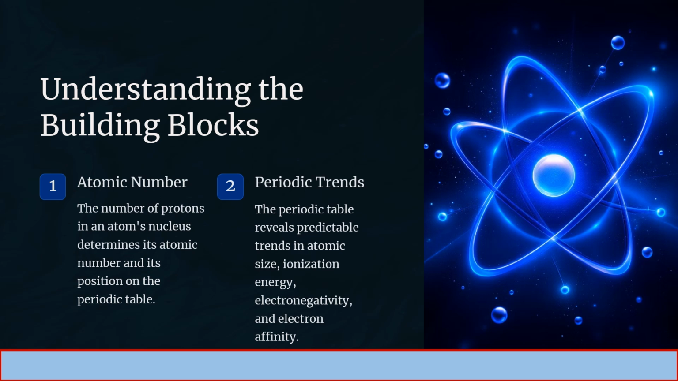Other properties like ionization energy, which is the energy needed to remove an electron, and electronegativity, which measures how much an atom attracts electrons, also show clear trends. These patterns help us predict how elements behave.